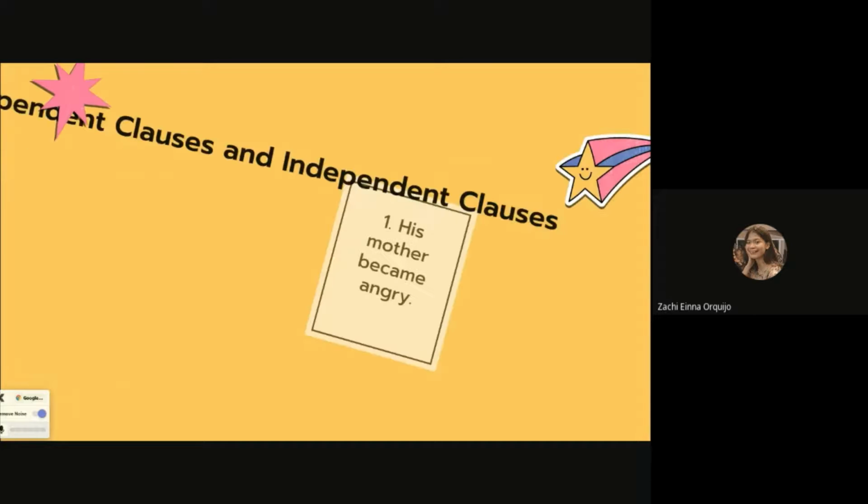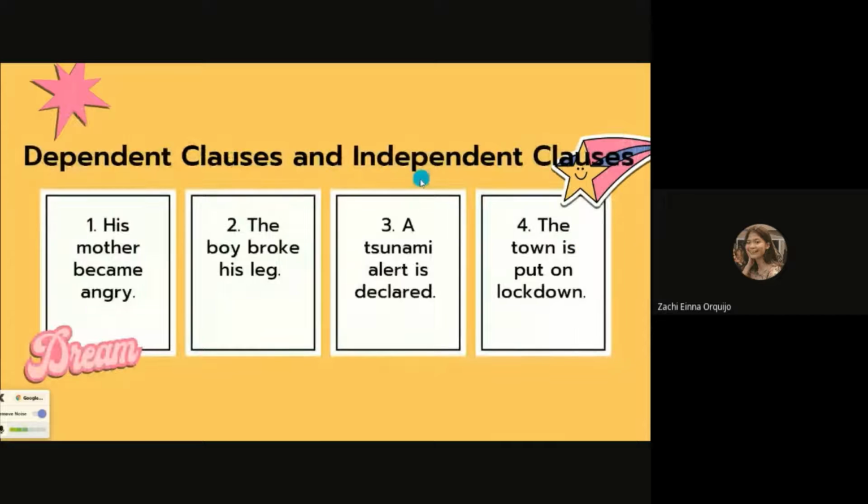So another one is independent clause. So kung si dependent clause hindi niya kayang mag-isa at kulang yung diwa kapag binasa natin ang isang sentence or pangungusap, si independent clause naman ay kaya niyang mag-isa. Ibig sabihin, kumpleto yung diwa niya. Ibig sabihin, kapag binasa natin ang isang clause na independent, naiintindihan natin siya at wala siyang kulang. Ibig sabihin, kumpleto yung diwa niya.